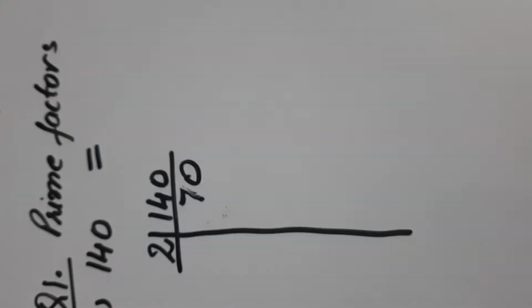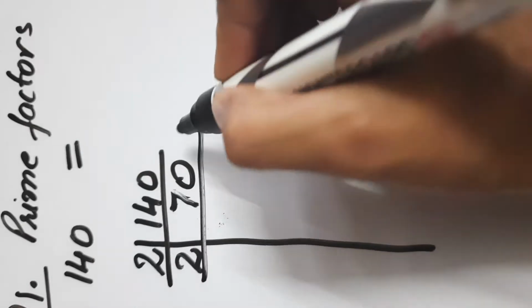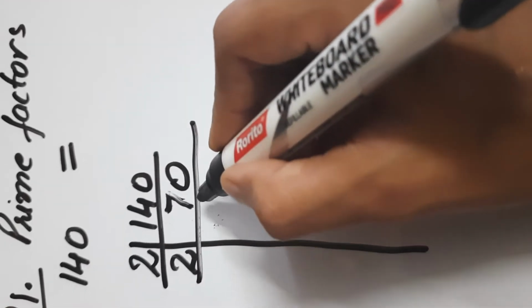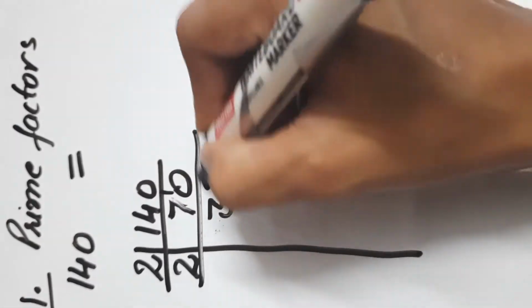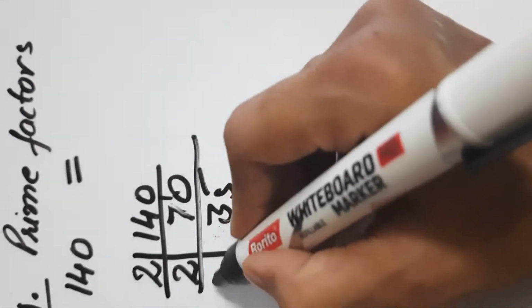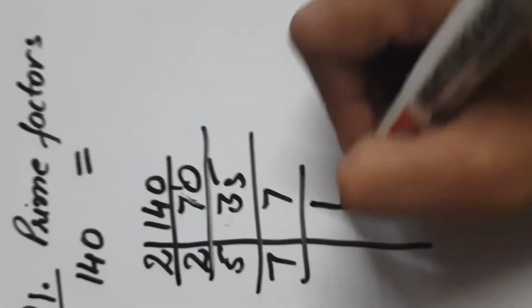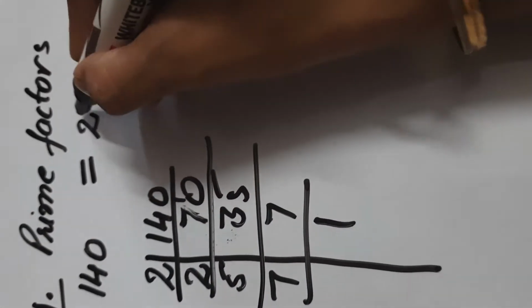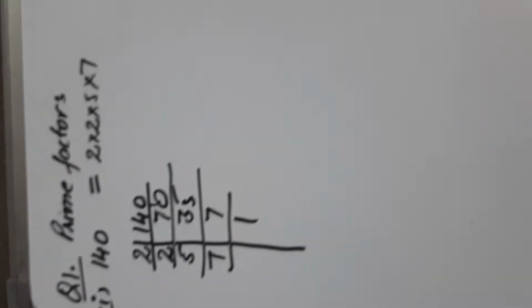Now 70. Again it is an even number, we will divide it by 2, or we can divide it by 5 also. So 2 threes are 6, balance is 1, 10, 5 twos are 10. Now 5 is at the ones place, it is divisible by 5, 5 sevens are 7, 1 ones are. So these are the prime factors of 140, that is 2 into 2 into 5 into 7. So this is what you have to do in your first question.